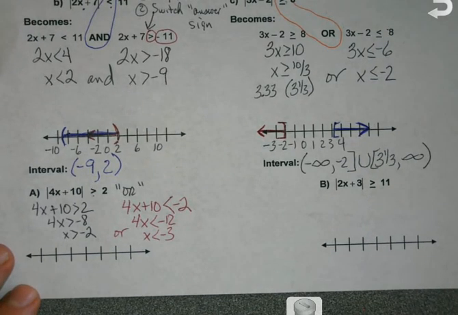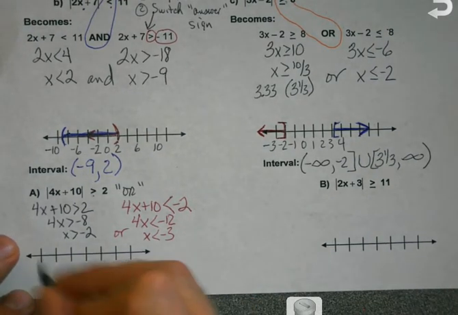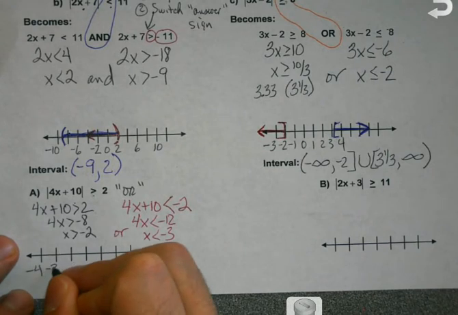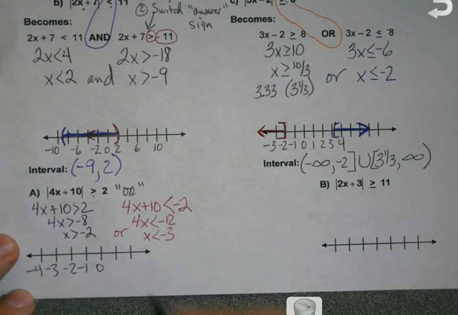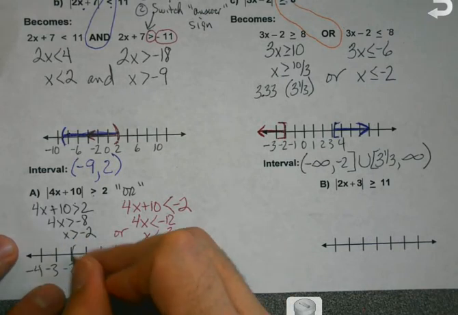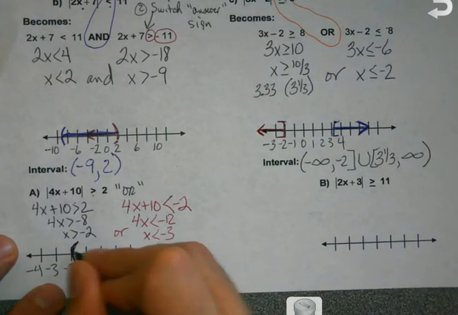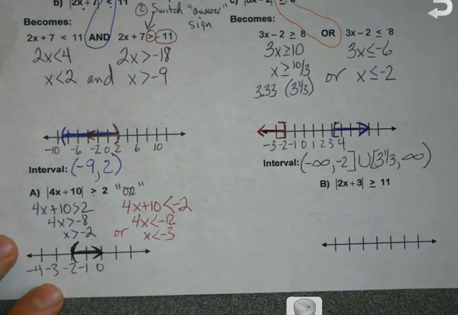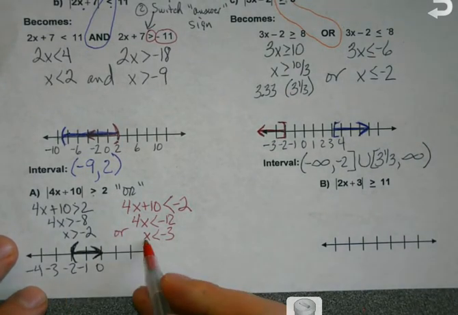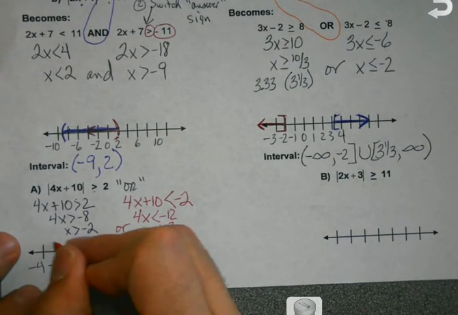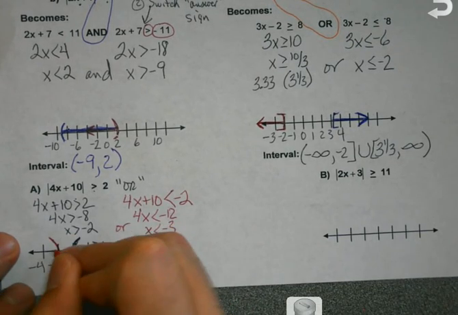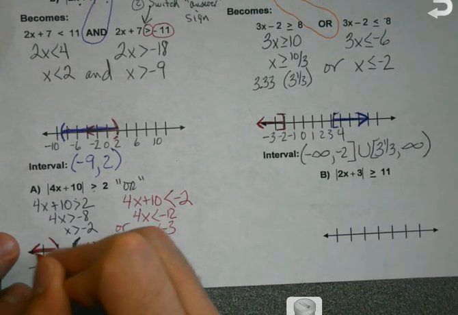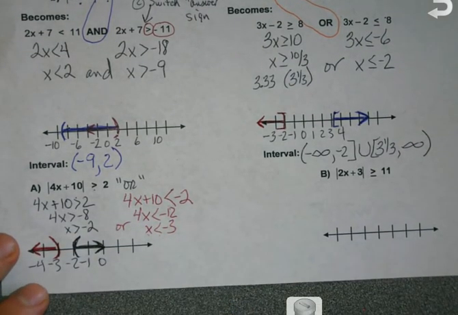Alright, so we got an or. We're thinking they're going to move apart from each other. Let's see if that happens here. This is going to get a little bit crowded, but that's alright. Alright, let's see. X is greater than negative 2. So then go to the right. X is less than negative 3. Okay, that looks about right.